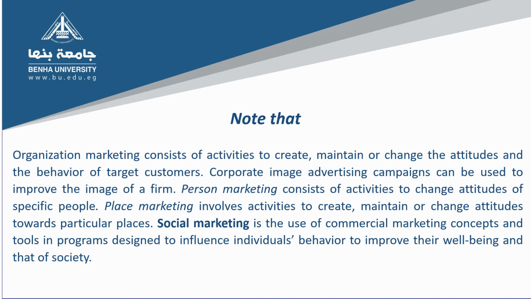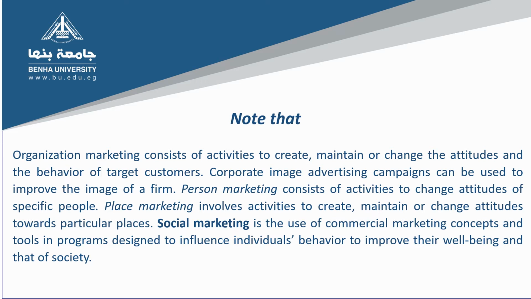Organization marketing consists of activities to create, maintain, or change the attitudes and the behavior of target customers. Corporate image advertising campaigns can be used to improve the image of a firm. Person marketing consists of activities to change attitudes of specific people, while place marketing involves activities to create or maintain or change attitudes towards particular places.